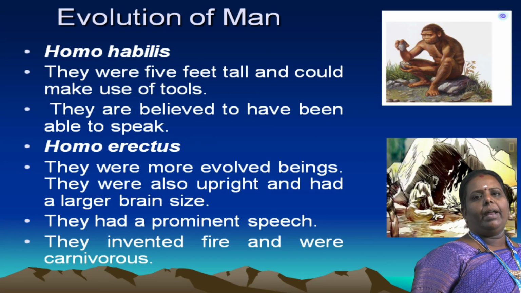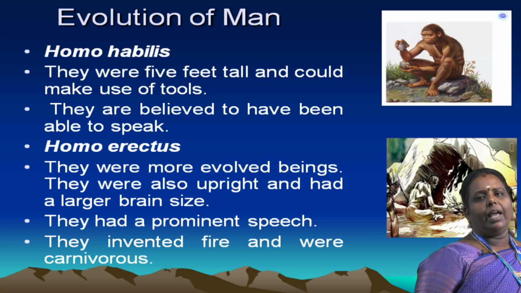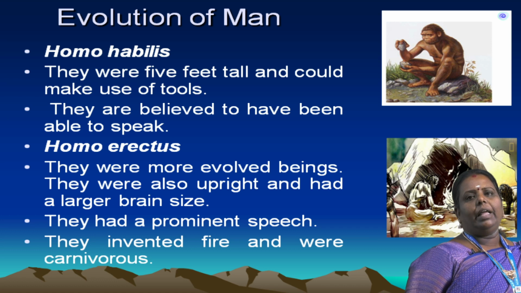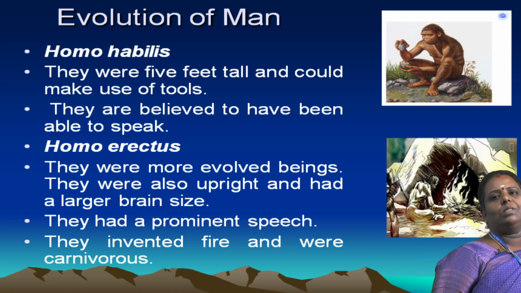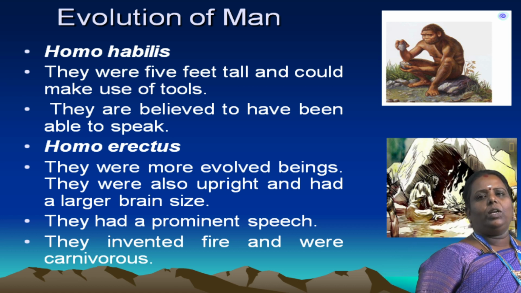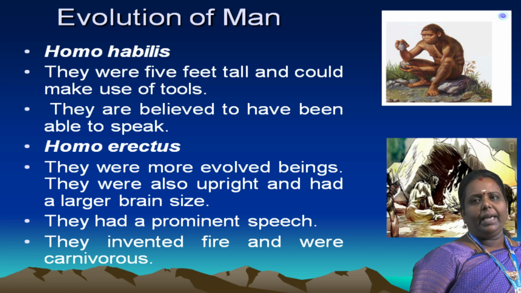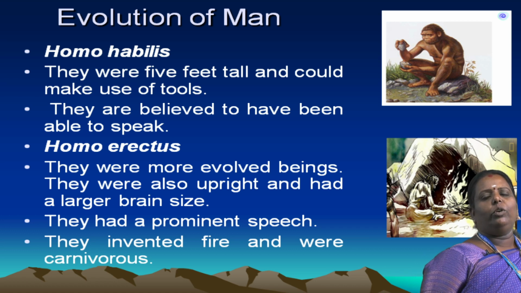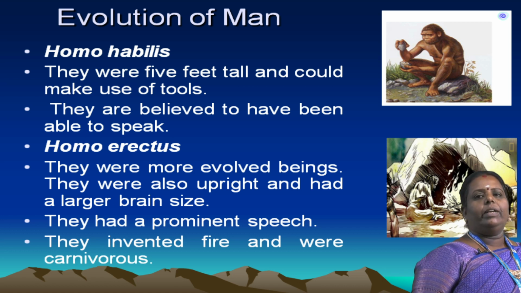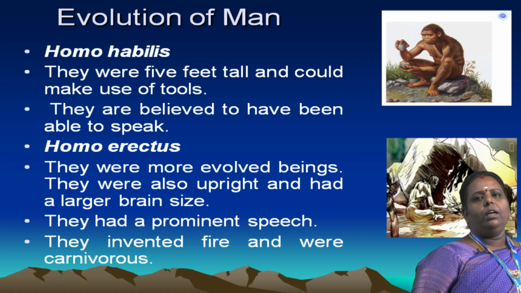This is the evolution of man, Homo habilis. This picture also you have to identify. They used stone, and formed fire. The Homo habilis were 5 feet tall and could make use of tools. They are believed to have been able to speak. That person was the first able to speak. Before that person they could not speak. After that they started identifying words. What tools did they use? The tools were used only for hunting purposes. They used a sharp knife.